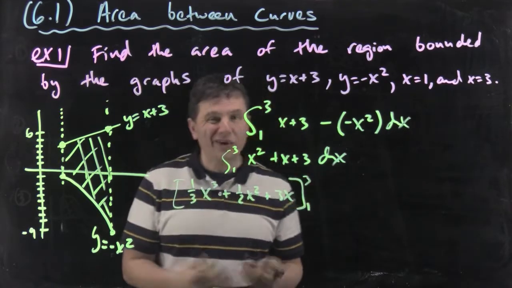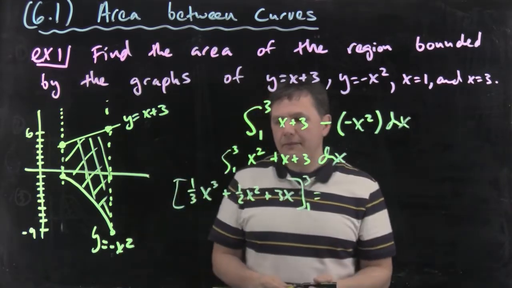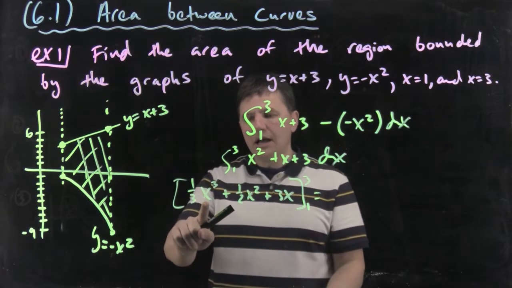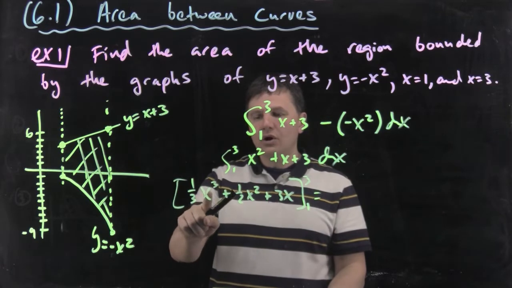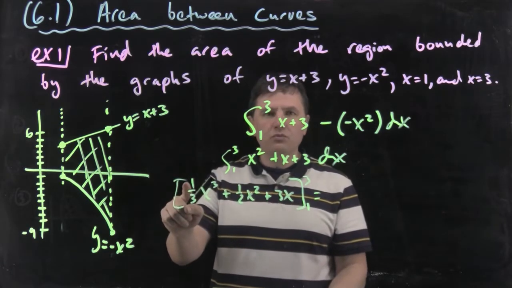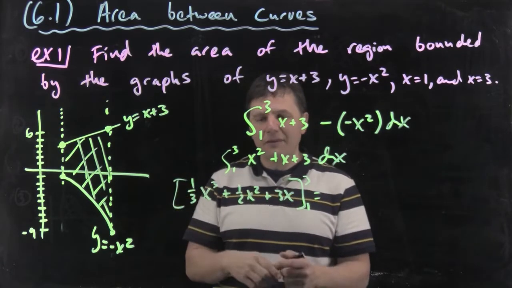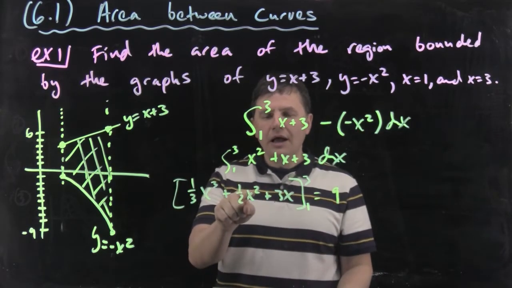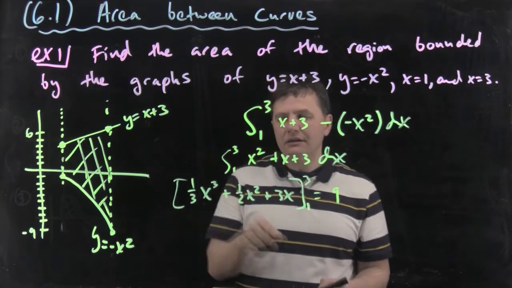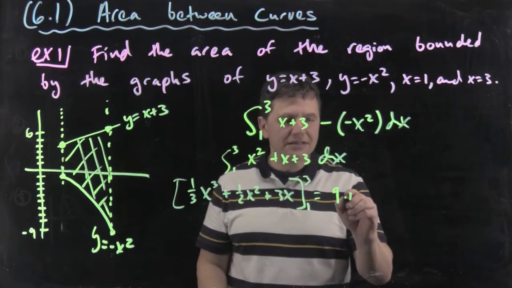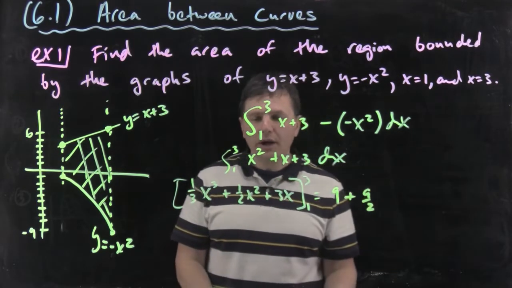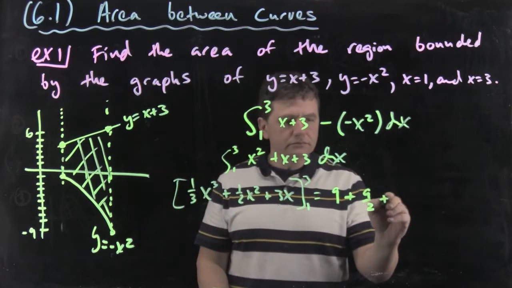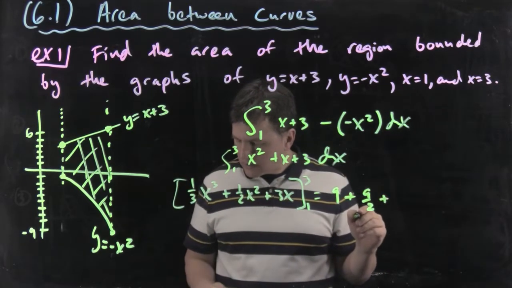I will tell you with these, we have to do some arithmetic. There's really no way around it. So 3 goes into here, and I get 3 to the third power. That's 27. But then we're multiplying by 1/3, so that's 27 divided by 3, that's 9. 3 goes in here. 3 squared is 9. 9 times 1/2, so that's 9 halves. And then 3 goes in here. That's plus 9 as well.